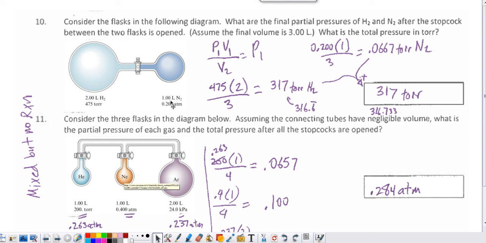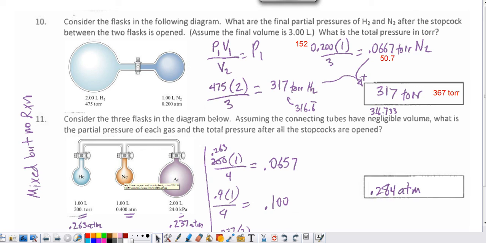So I started with the hydrogen. I said, okay, here's PV divided by the new V. So 475 times 2 divided by 3 is 317 torr. Now I have just realized a tiny error in here. Let me pause for a second.